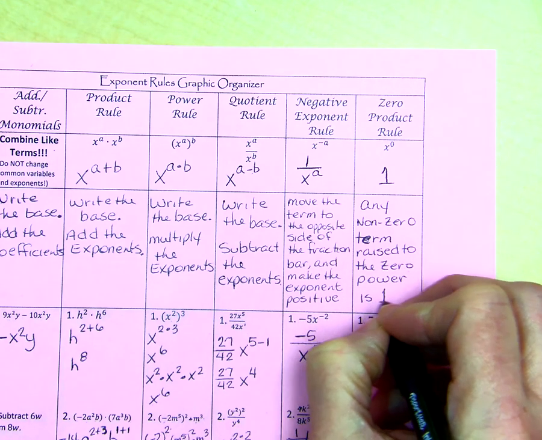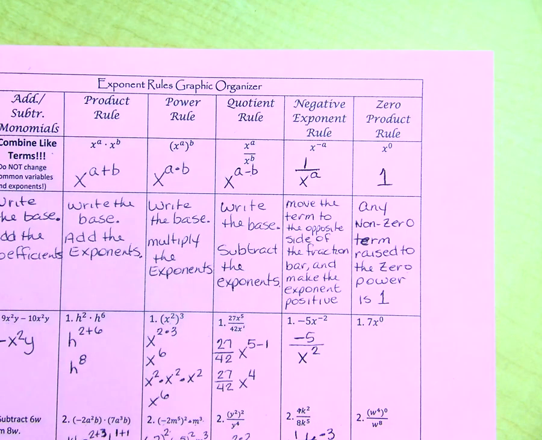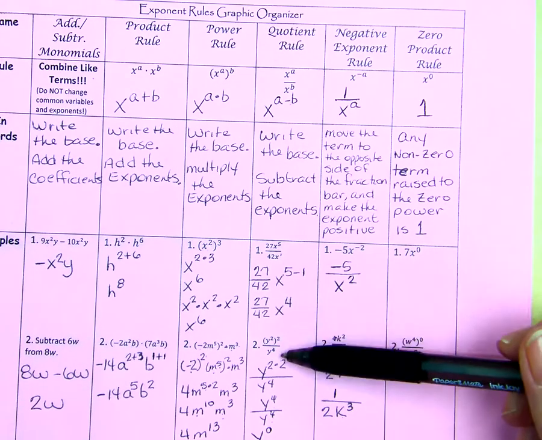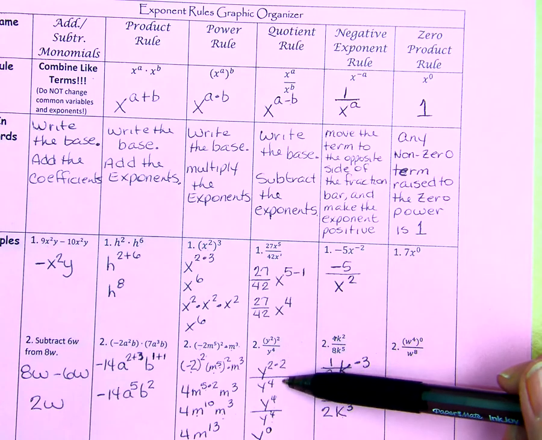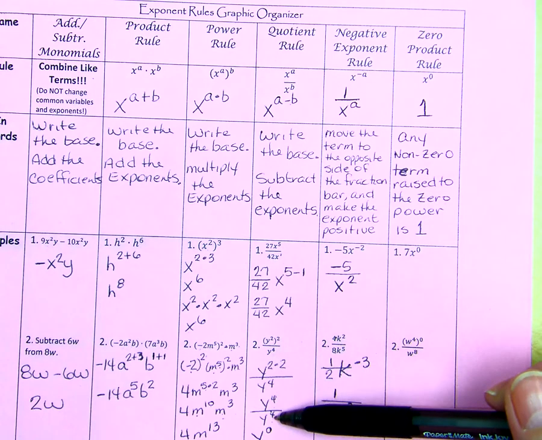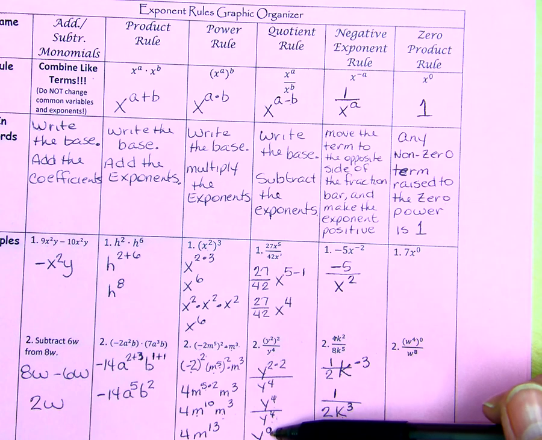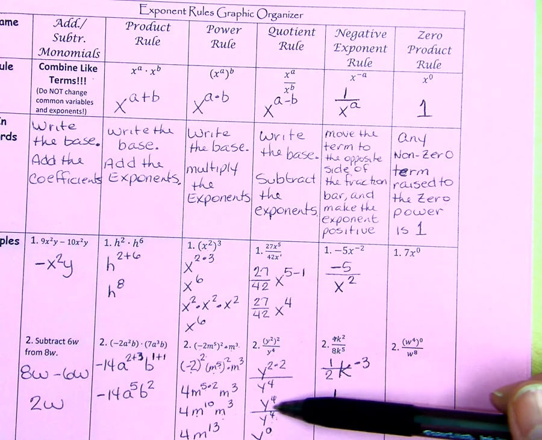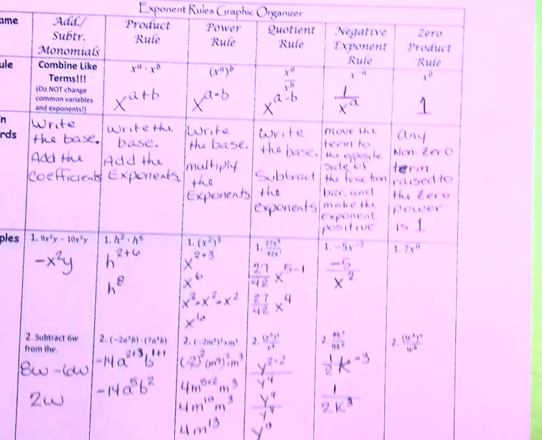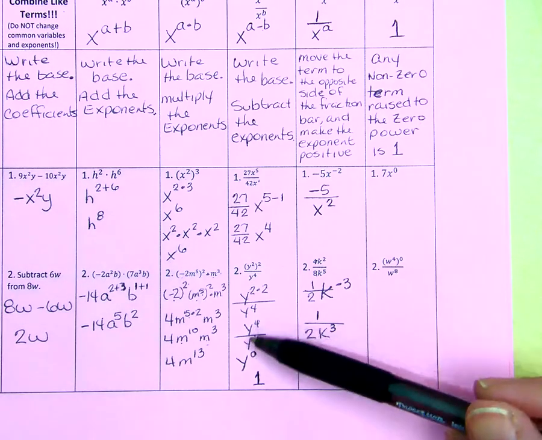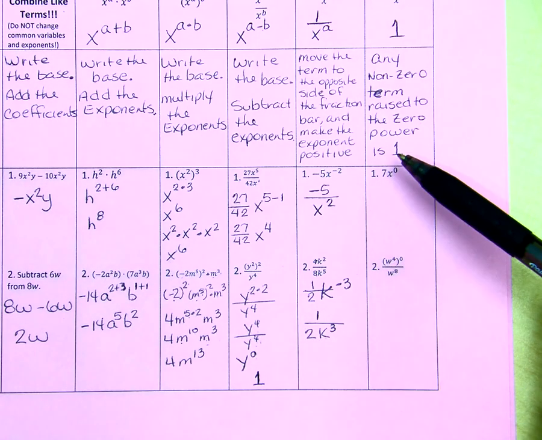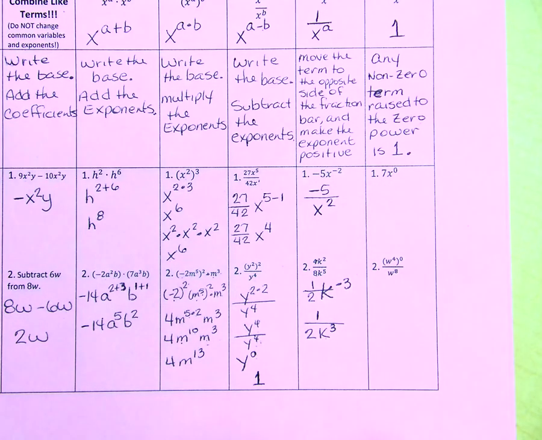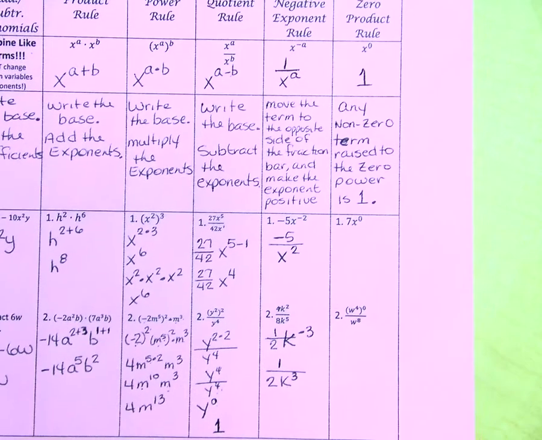is 1. And as we saw from back here on the quotient rule, when we subtracted here, 4 minus 4 is 0, so y raised to the 0 power gave us 1, because we know anything divided by itself is 1. So we can look back at this to help us know why it is that anything raised to the 0 power is 1. So we have two examples here.